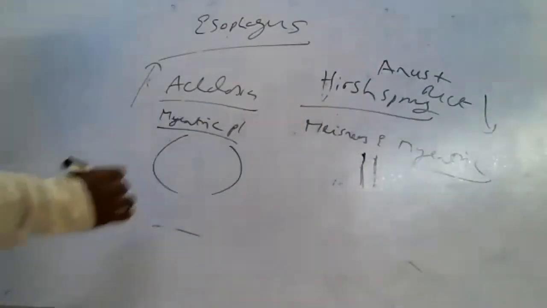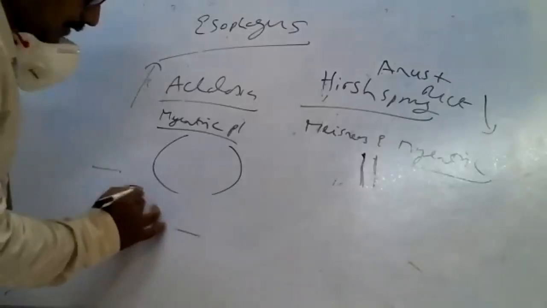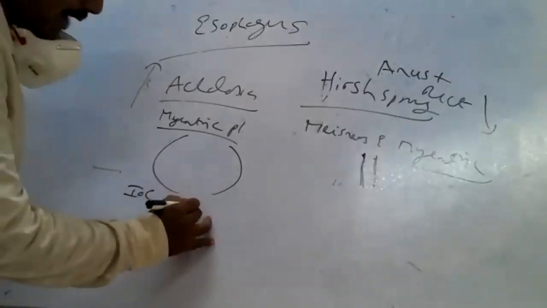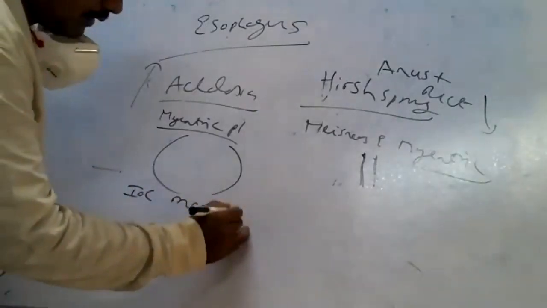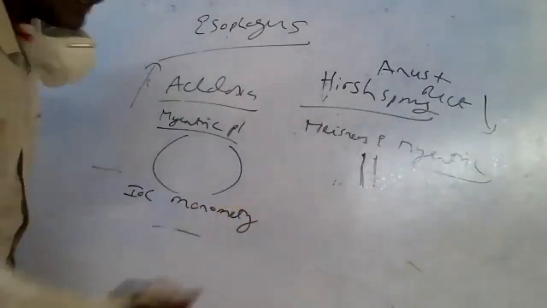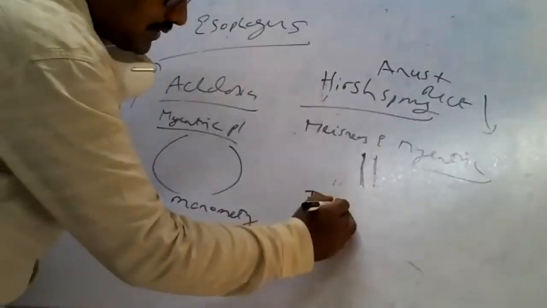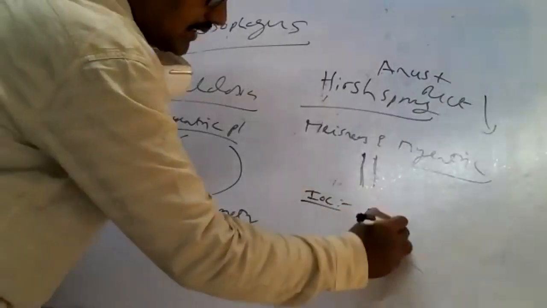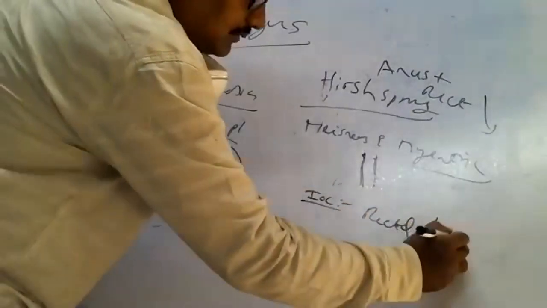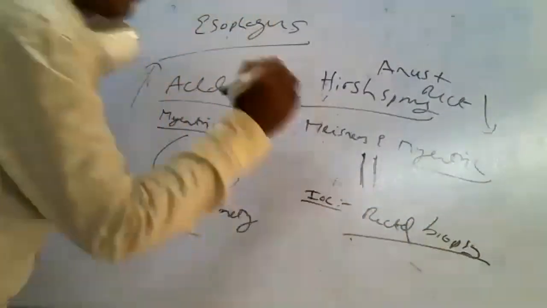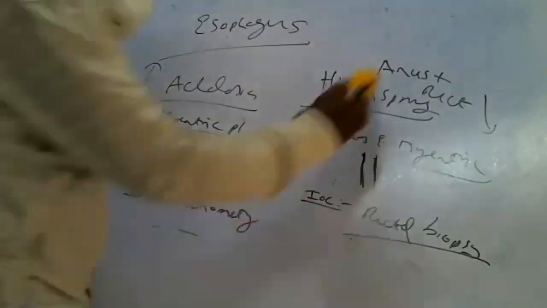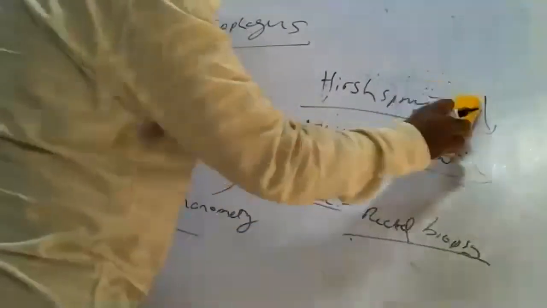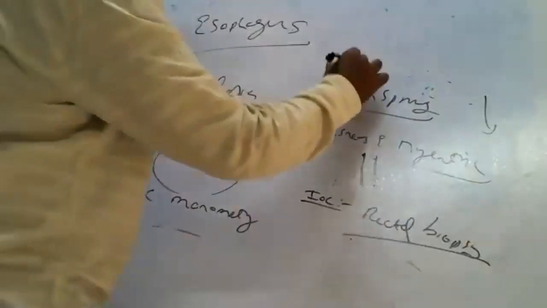In achalasia cardia, the investigation of choice is manometry, whereas in Hirschsprung disease, the investigation of choice is rectal biopsy. You will take the biopsy from the rectum. It is not present in the anus. Hirschsprung disease is a disease of the rectum, not the anus.